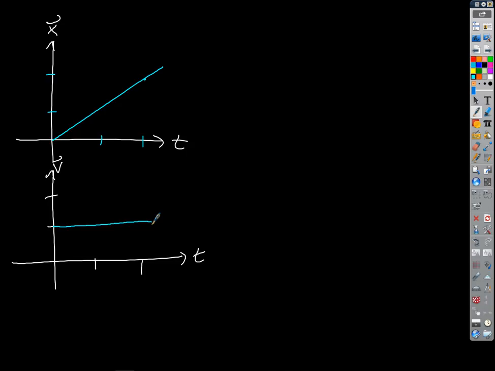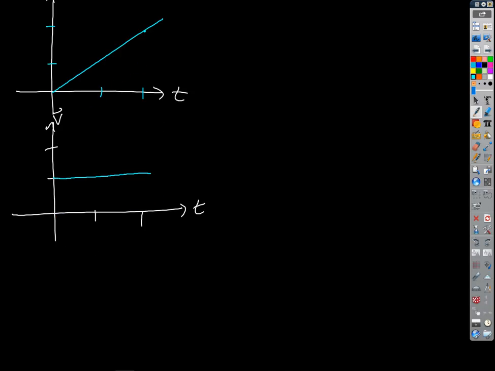Okay. What's my acceleration? What is it? 0 meters per second per second. 0. How come? Is my velocity changing? No, it's not. Okay, so you got all those.